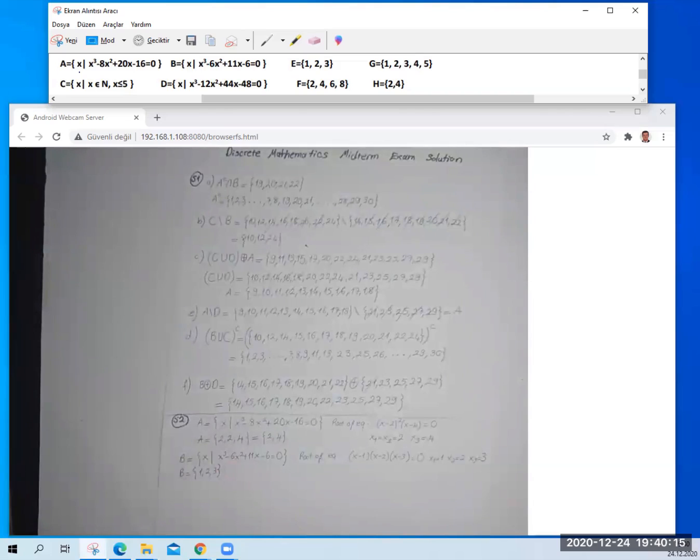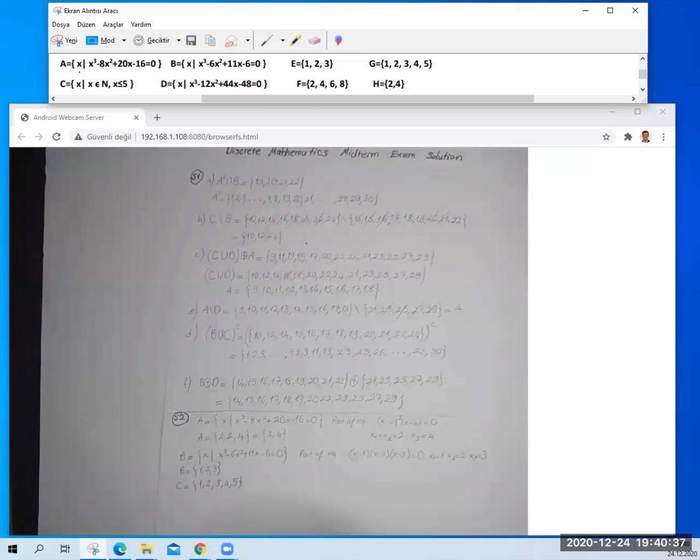And what is the next? A, B, and C. Okay, C. C is natural numbers less than or equal to 5. So it means 1 in the set C, 2, 3, 4, and 5. So we do not think about more. This is the set C.